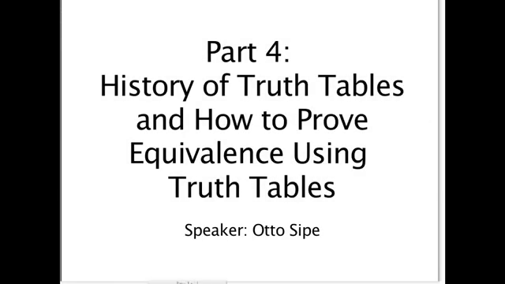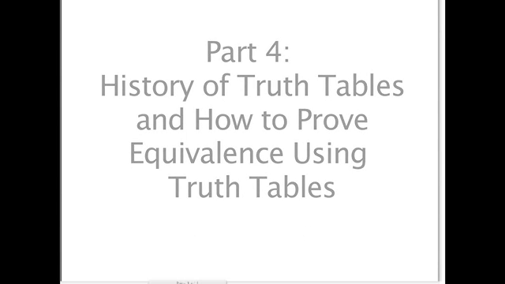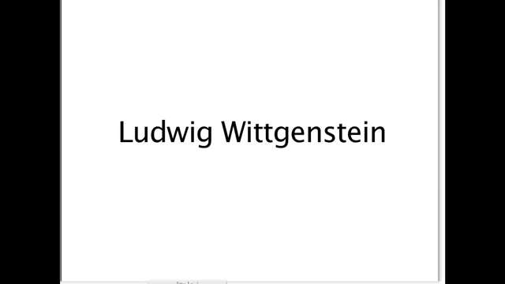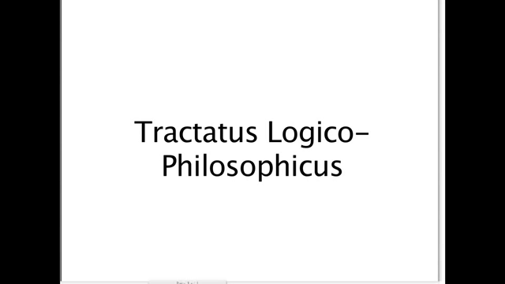Hi, my name is Otto Sipe, and I'm going to go over a little bit about the history of truth tables, who invented them, and some better uses to prove some of the things we've already learned in class. So truth tables were first postulated by Ludwig Wittgenstein, and he was credited with their invention in a book called the Tractatus Logico-Philosophicus, which was a book published in the early part of the 20th century, which basically proved a lot of Boolean algebra and truth tables. So they're very common today, but they were never used until the 20th century.